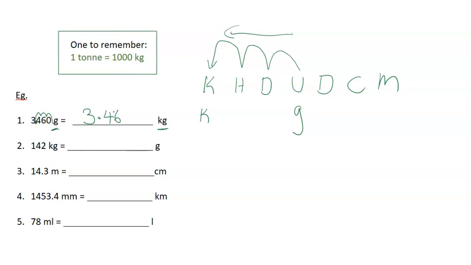Let's try another one. We're going from kilograms to grams this time. So if we wipe this out, we want to go the other way, kilograms to grams. So we start at the K and we bounce 1, 2, 3 places, this time to the right. So we always start wherever the decimal place is, and it's telling us to take that decimal place 3 places to the right. We go 1, 2, 3.